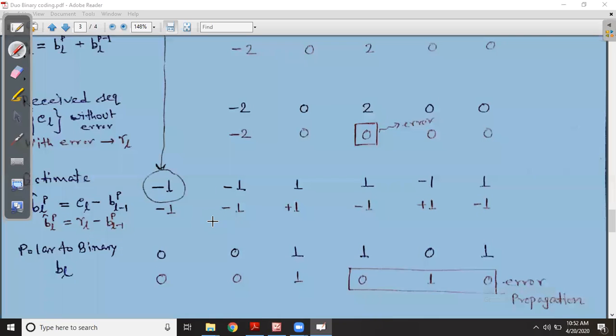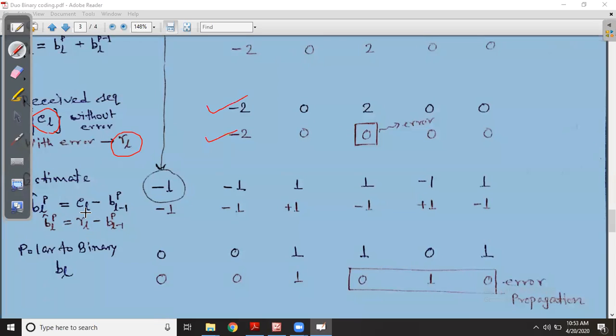Okay. Now what is our target? After receiving CL without any error, or RL with error, that means either this line without any error or this row with some error, from that our target is to get back the original voltage level. And from the voltage level, our target is to get back the bit stream which was transmitted.